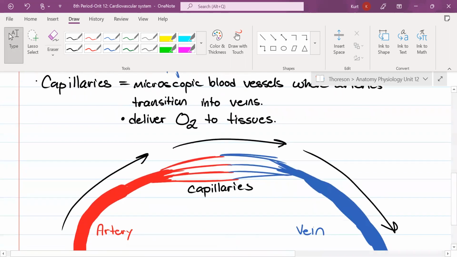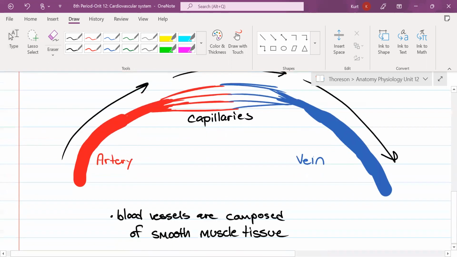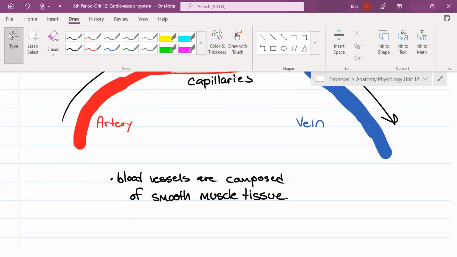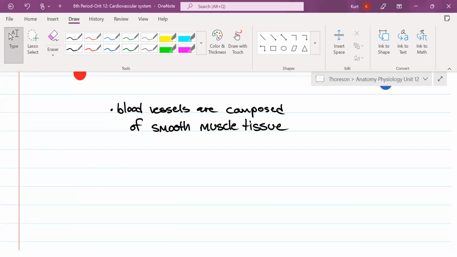And capillaries are microscopic blood vessels that transition arteries to veins, and this is where oxygen is actually delivered to all the tissues and cells throughout your entire body. And all blood vessels, veins, arteries, and capillaries, are composed of smooth muscle. So now we're going to get into the heart.